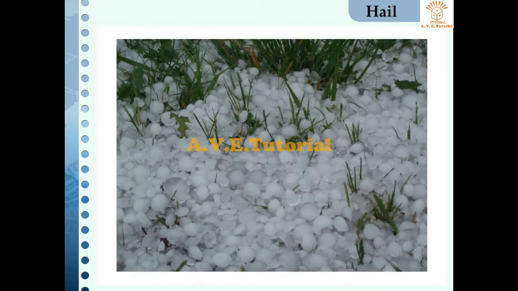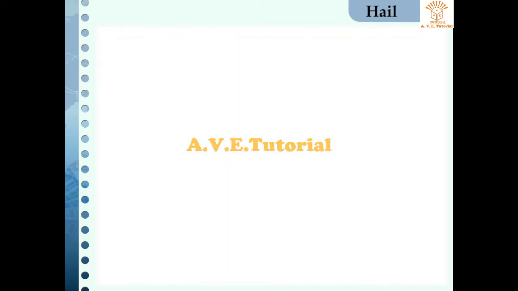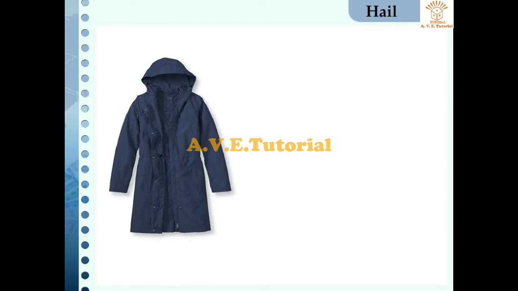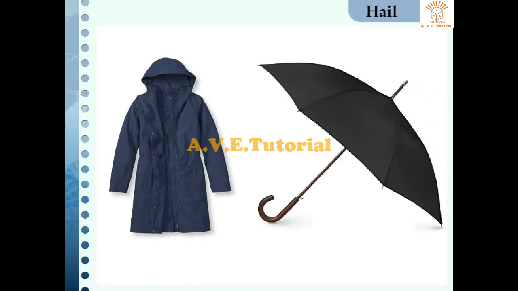Because of hail, crops may get destroyed and loss of life and property may also occur. Think about it. We use a raincoat or umbrella to protect ourselves from rainfall. What will you use to protect yourself from severe hailstorms?